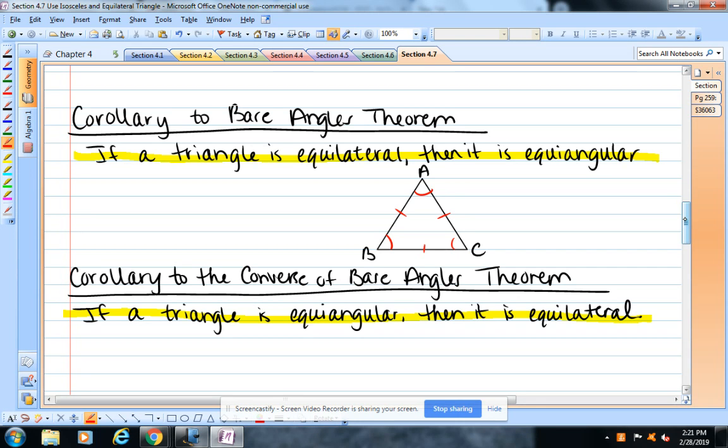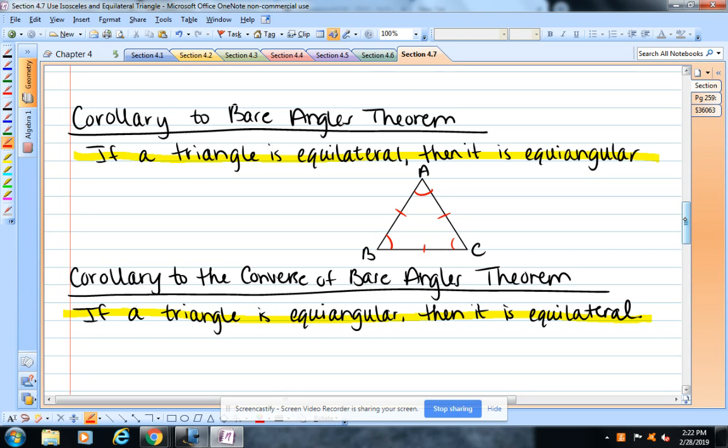Okay, so mark these on your handout. You don't have to copy these down. The corollary to the base angles theorem is, okay, this is cool, y'all. If a triangle is equilateral, what does equilateral mean? All sides equal, then it is also equal angular. What does equal angular mean? All angles are equal. If it's equal angular, what do the measures have to be?